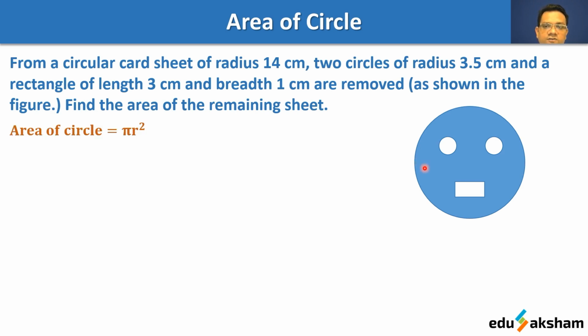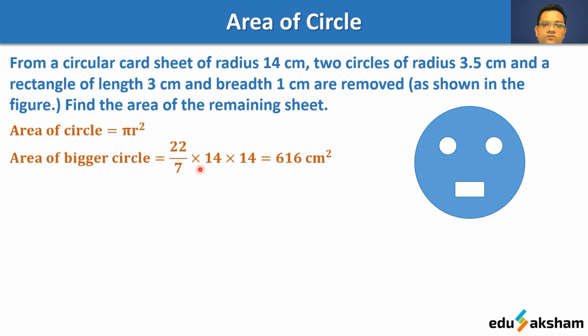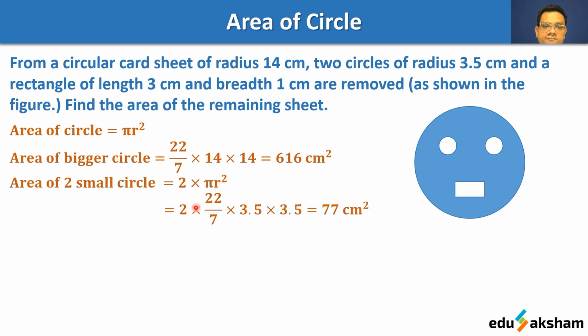So the area of circle we know is equal to pi r square. So area of the bigger circle, that is shaded blue, it is 22 by 7 into 14 into 14, because its radius is 14 centimeter. So replacing the values, we get 2 into 22 by 7 into 3.5 into 3.5. Solving, we get 77 centimeter square as the area of the 2 smaller circles.